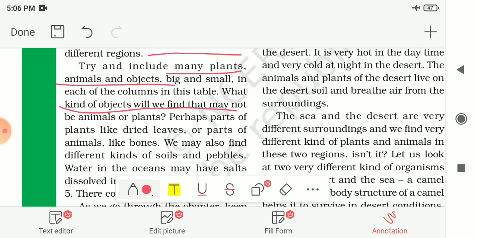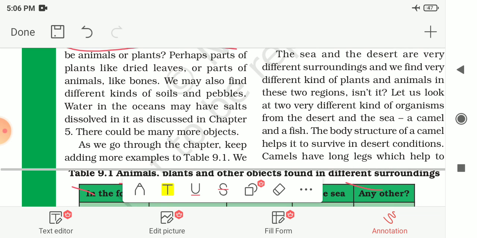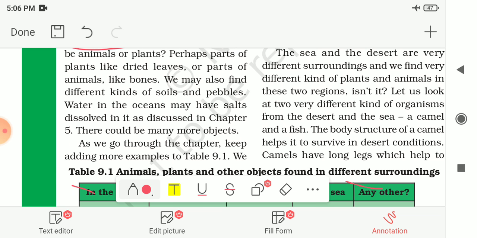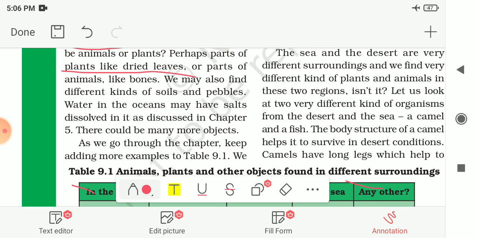And what kind of objects will we find that may not be animals or plants? Other than animals and plants, what other kinds of objects can we find in the different places? You can write that in this table too. Perhaps parts of plants, like dried leaves, or parts of animals, like bones. Then we may also find different kinds of soils and pebbles. If you have noticed, each and every region has different kinds of soils and pebbles.